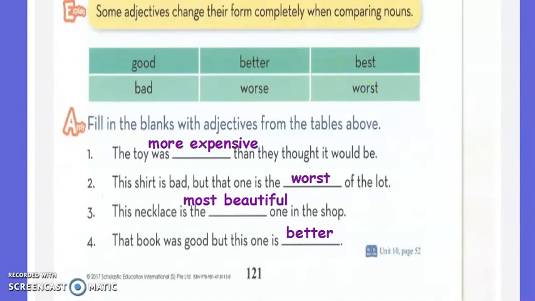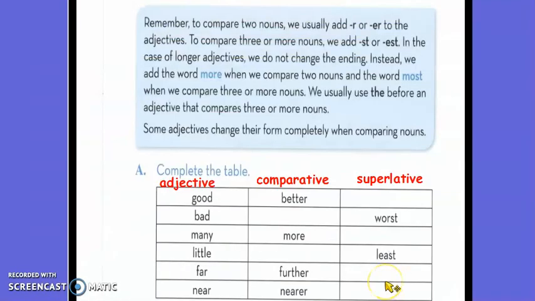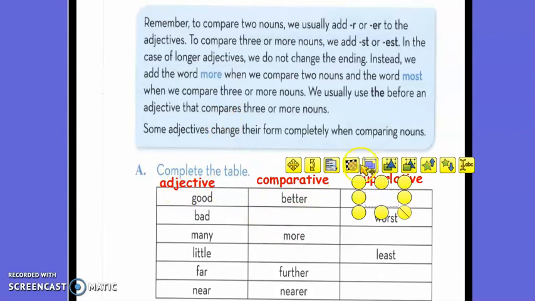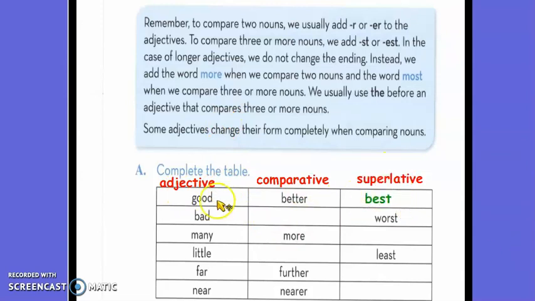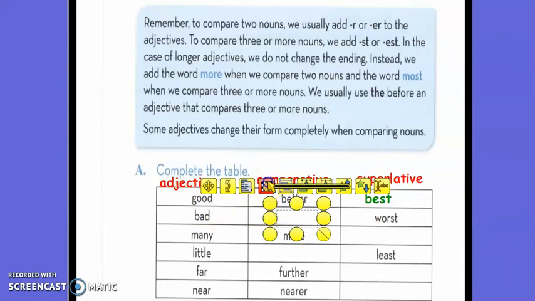In this table on page number 52, here we have more adjectives and they are exceptions. We don't add ER or EST. Look at this table. Here we have the adjective, the comparative form, and the superlative form. Number 1, here we have good. Good, better in the comparative form, in the superlative form is best. Bad, worse, worst.